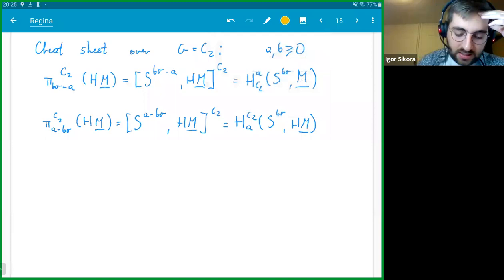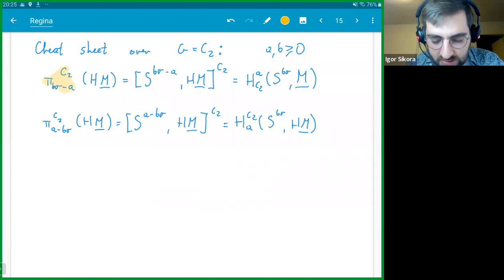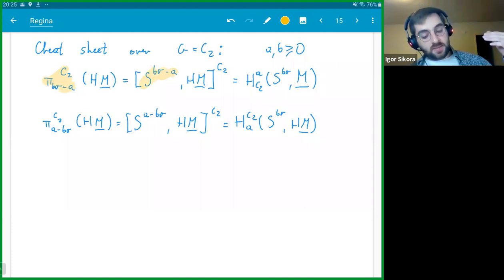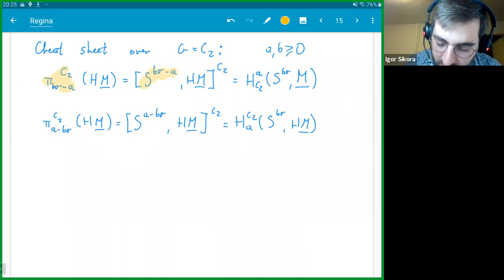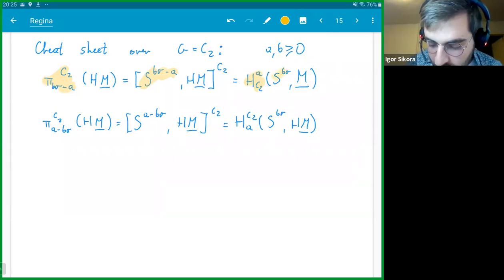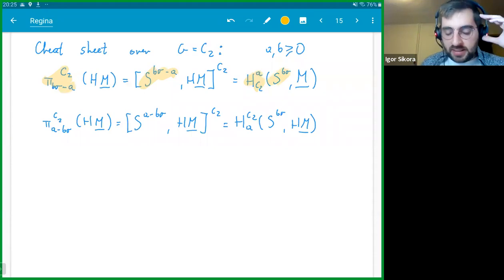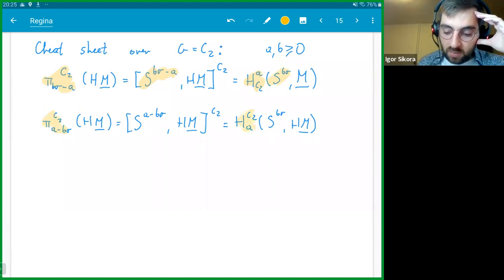And then the homotopy in the degree Bσ minus A is, just by definition, the same thing as C2 equivariant homotopy classes of maps from the representation sphere S^(Bσ minus A). So this is the same thing as the A-th Bredon cohomology of the sphere S^(Bσ) with coefficients in M. And similarly, the (A minus Bσ) homotopy of HM is the A-th homology of S^(Bσ).